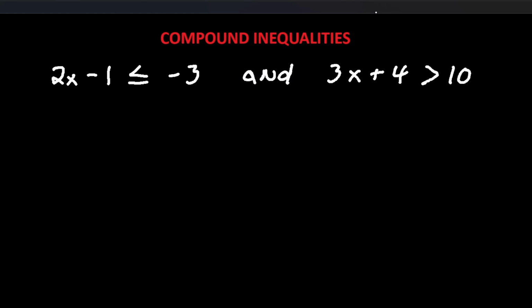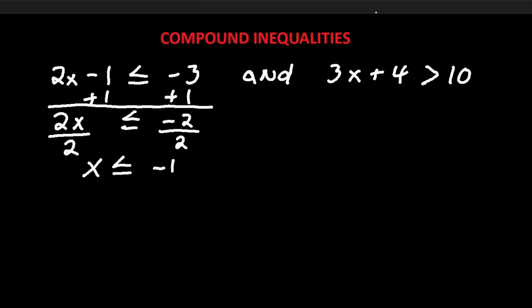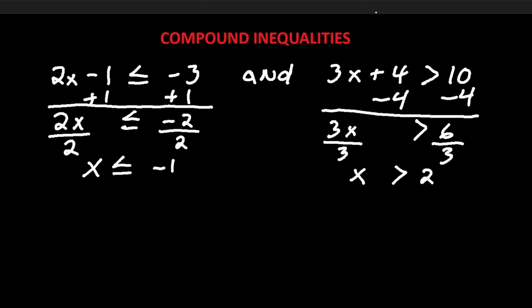So for the left one, first thing I do is add 1 to both sides. Then I divide both sides by 2. And for the right inequality, I subtract 4 from both sides. Then I divide both sides by 3. And I get x is greater than 2. Now I'm going to graph both.